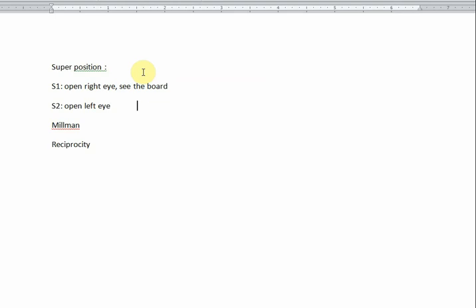Similarly, in step two, open your left eye, close your right eye, and see the board. Then step three: add. Add means that at that time you open both eyes. This is the method, three steps.